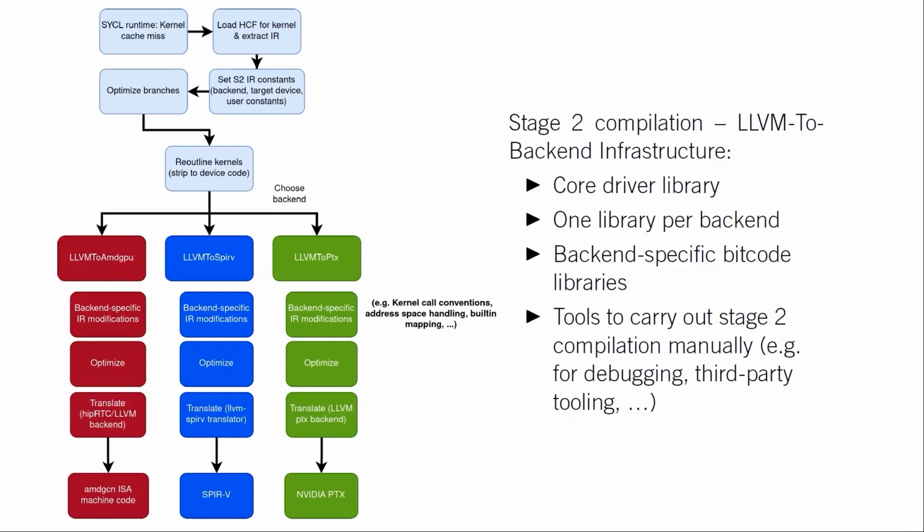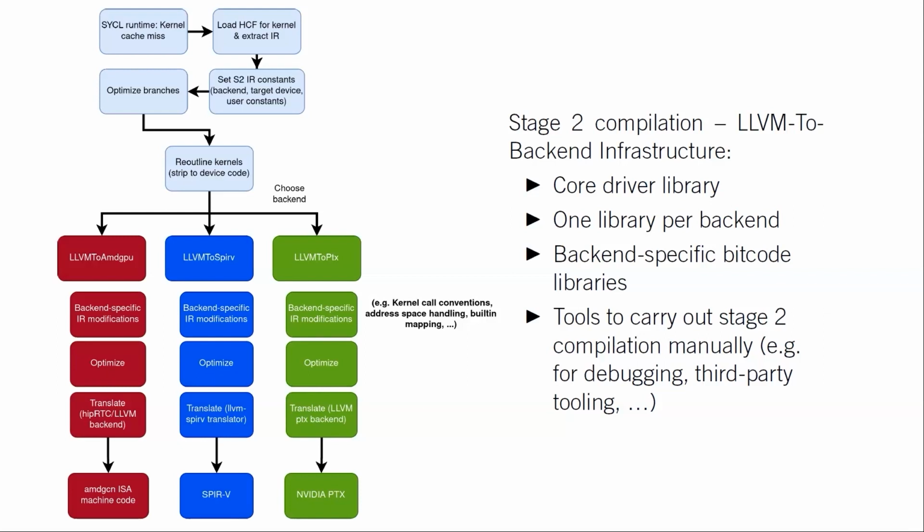And what happens here? Generally, the process is started when the SYCL runtime registers a miss in the kernel cache. So there's a kernel that's not yet been compiled. Then we load the device code, we configure the IR constants for the target device, and then ultimately, we invoke the backend-specific libraries.